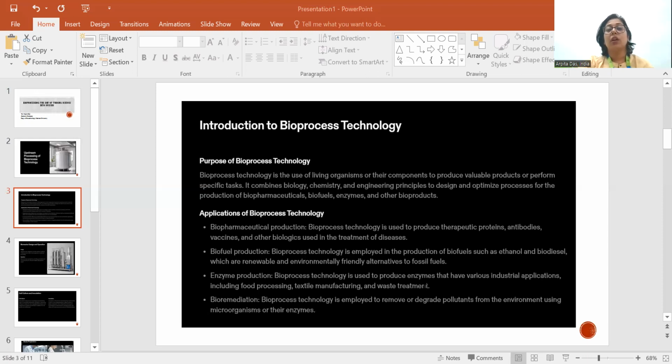We can talk about therapeutic proteins like insulin. That has been an example of biopharmaceuticals, which are produced using bioprocess technology. Yes, the next example includes wastewater treatment.